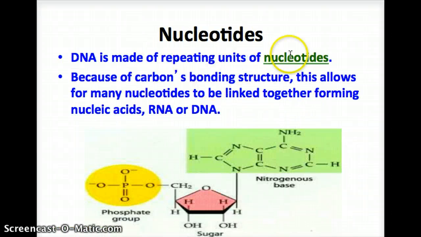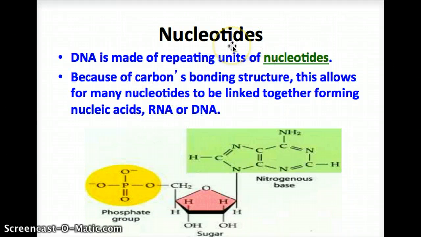The second one we talked about was DNA and RNA, nucleotides. DNA is made up of repeating units called nucleotides. In this picture, this is one nucleotide. It has 3 parts: a phosphate group, a sugar, and a nitrogen base. So I need you to know these 3. Don't memorize the structure, but just know that it has a phosphate group, a sugar, and a nitrogen base. That's one nucleotide. When you put a whole bunch of nucleotides together, you make a strand of DNA or RNA. And that is called a nucleic acid.